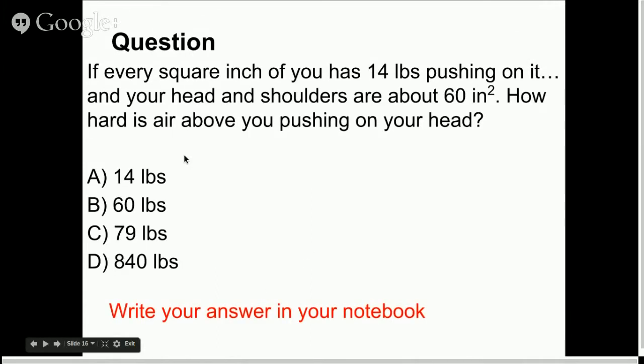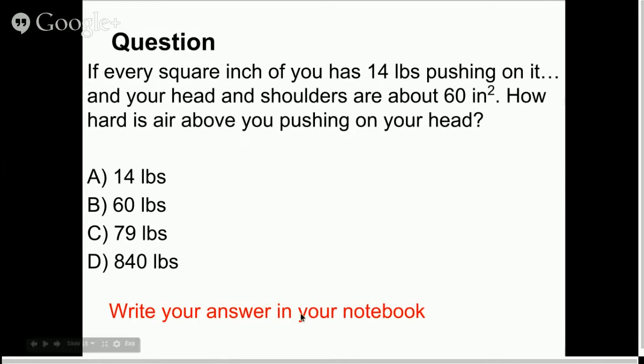So here's a question for you, little math question. If every square inch of you has 14 pounds pushing on it, and your head and shoulders are about 16 inches squared, how hard is the air above you pushing on you, your head and your shoulders? Write your answer in your notebook. Go ahead and pause.